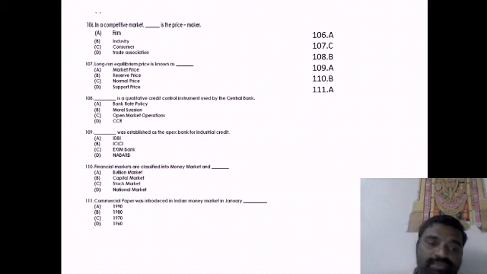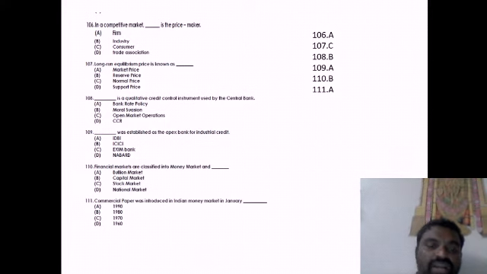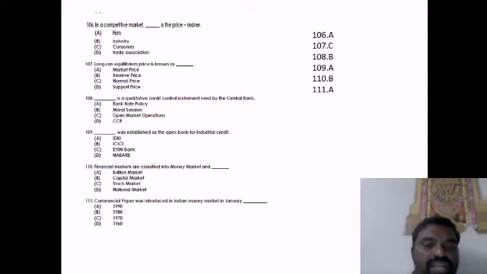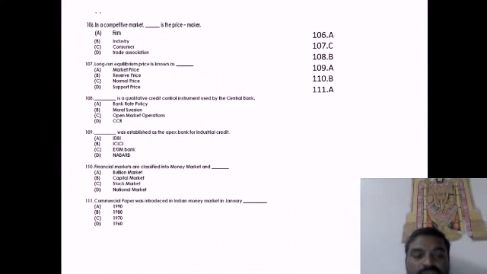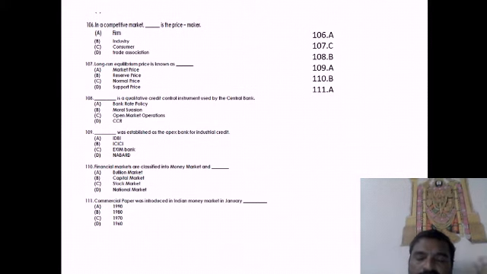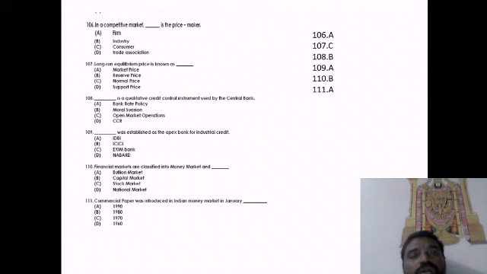This is also repeating. And next, 109, dash is established as the apex bank for industrial credit. Apex bank for industrial credit is IDBI, whereas the apex bank is RBI. Apex bank for agriculture credit is NABARD. Next, financial markets are classified into money market and capital market. Next one, commercial paper was introduced in the Indian money market in January 1990. Many things were introduced in the 1990s only, because at that time LPG came into existence: liberalization, privatization, globalization.